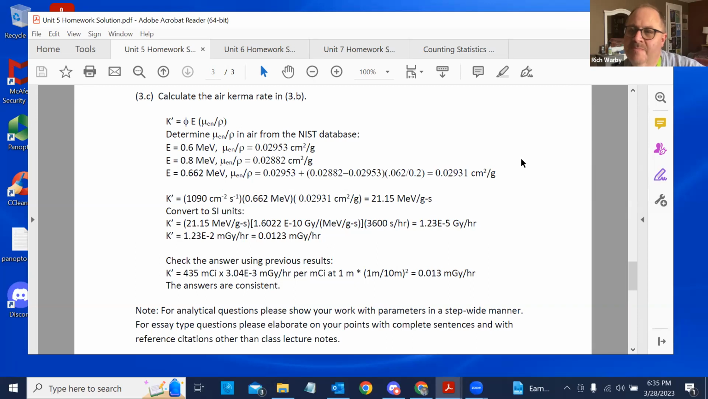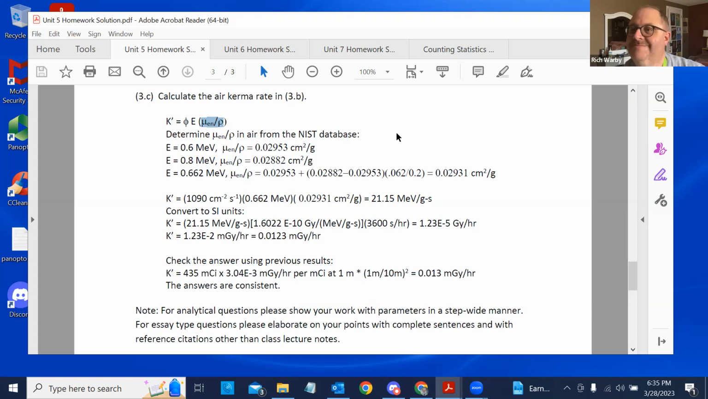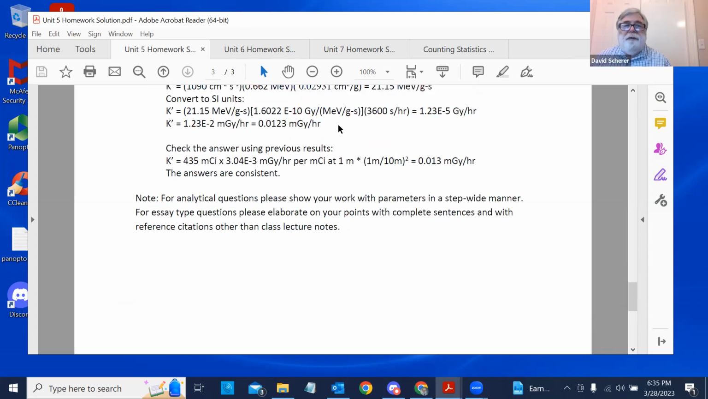So you can have Kerma in tissue. How much energy is being released in tissue? You can have Kerma in any material. Air Kerma just means the material we're looking for the Kerma in is in air. Okay. So we're using this mu en from air, not mu en for lead, not mu en for concrete, not mu en for tissue. When we talk about air Kerma, we're looking at what is the energy that's imparted in air. I think that answers my question. Okay. Thank you.